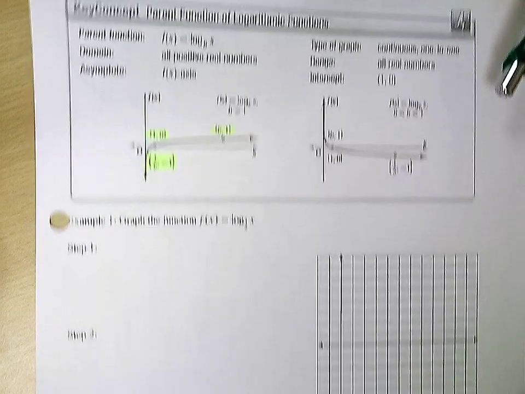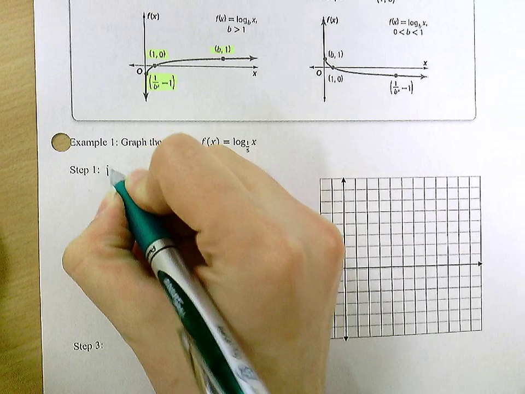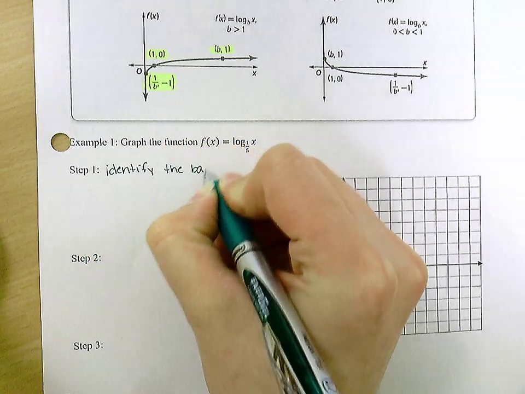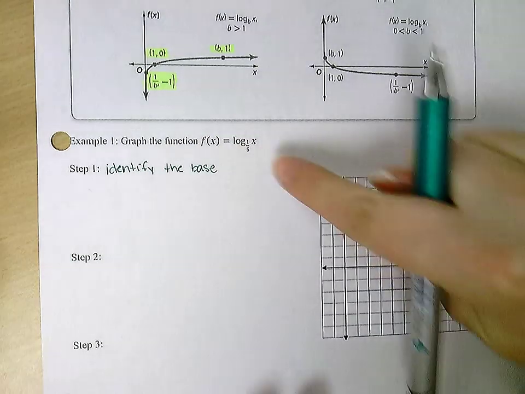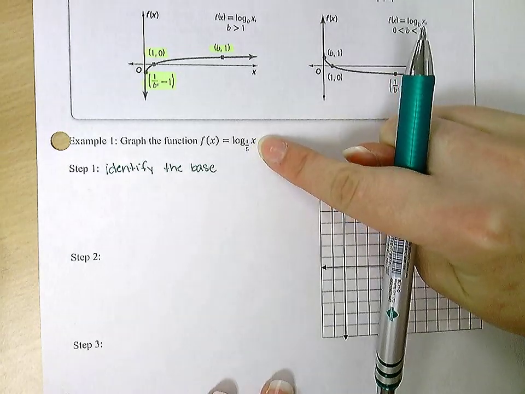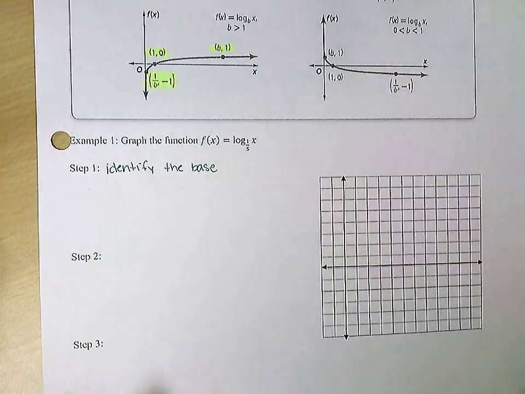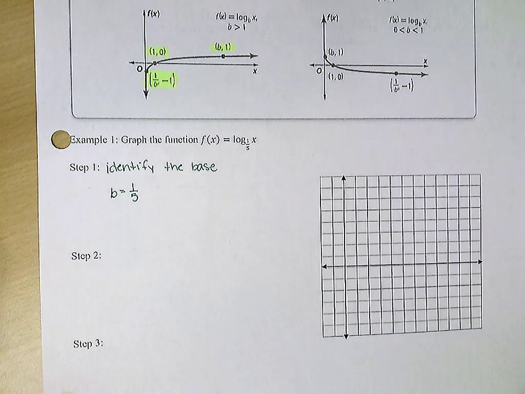So going into graphing a logarithmic function, we have 3 steps. The first step is to identify the base. Your base is the number between the log and the x. So our base, or b value, is going to be 1/5 in this case.